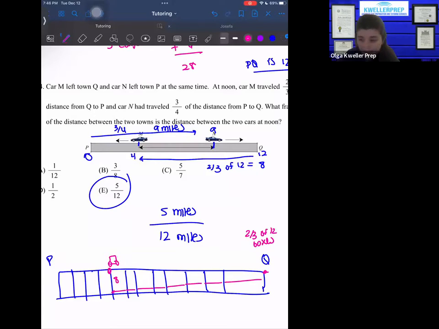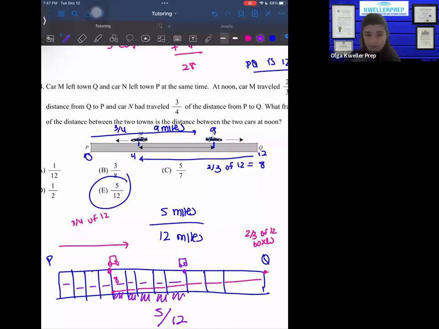Now, car N traveled 3/4 from P to Q. So again, 3/4 of 12, that's 9 boxes. So car N traveled 1, 2, 3, 4, 5, 6, 7, 8, 9, right? And it's here. So the distance between them is 1, 2, 3, 4, 5 out of 12.